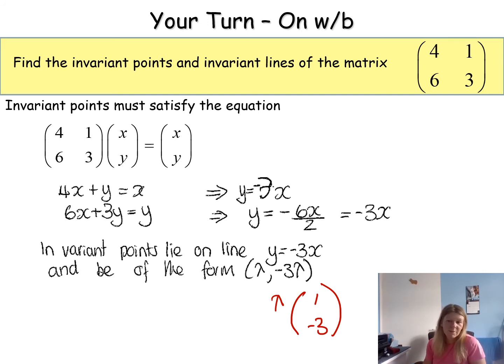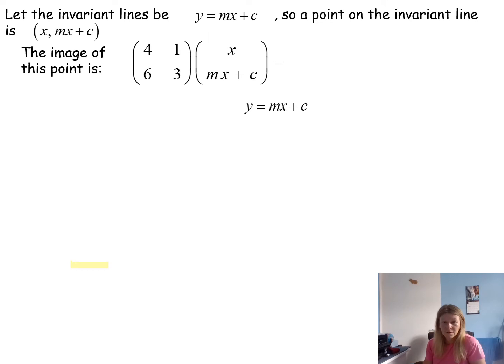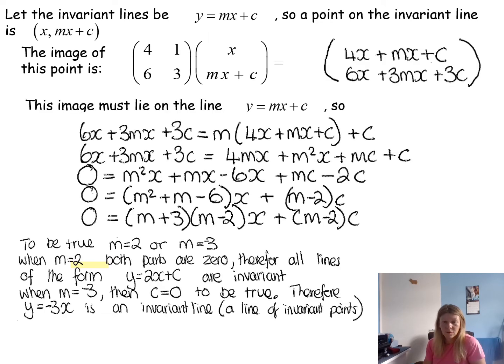Or if you just went for this next bit, you would have picked it out anyway. Done all that business. 2 and minus 3. So when it was 2, these all became 0, so it could be whatever it likes. So therefore y equals 2x plus c. I'll get the highlighter out now. So that one is your line of invariance, and that one that goes through 0 is the line of invariant points.